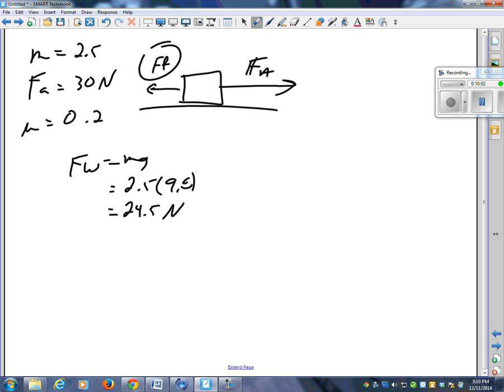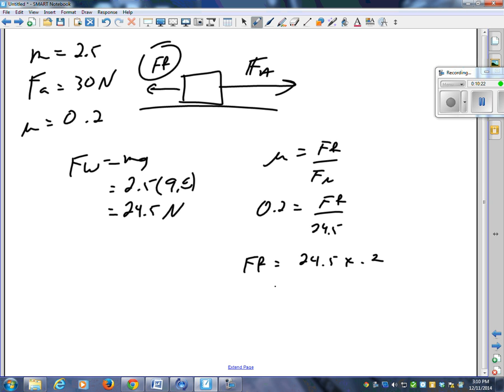24.5 newtons. Mu equals F_f over F_n. The mu value is 0.2. So I'm going to take my 24.5 and multiply by 0.2. 0.1 would be 2.45, so two of those would be... I can't do it, too much. Help me out. How much? 4.9? That seems about right. So the friction force is 4.9 newtons.